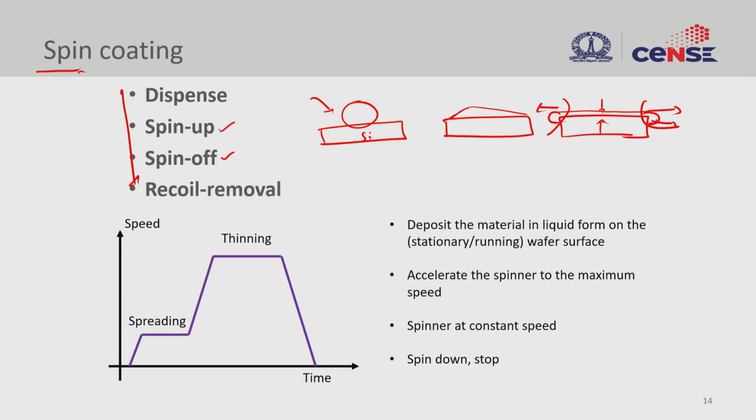The first thing is spreading. This is what we call the dispense and the spin up step, these two steps together. It's the spreading step, and once you spread it, you want to achieve the right thickness of photoresist that you want. That is what the thinning is going to do. And finally, once the thinning is done, the edge bead removal can happen at the end or after this as well. And then you reduce the speed, and then you take the wafer out of your spin coater.